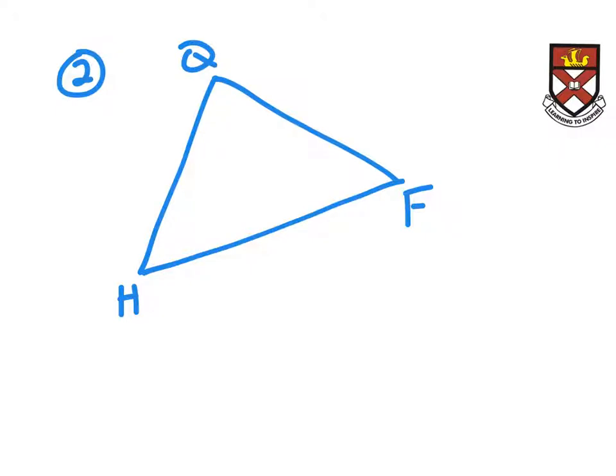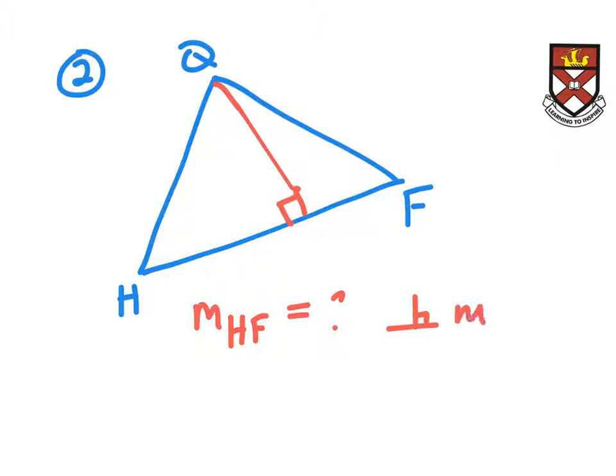Question 2, straight line work. Find the equation of the altitude through Q. So we want the equation of this line, which makes a 90-degree angle there. So what's the stages? The first gradient we'll have to work out is HF. Once we've worked out what that gradient is, that'll tell us what the perpendicular gradient is. Then we can use this perpendicular answer with the Q point to get the equation of the line.